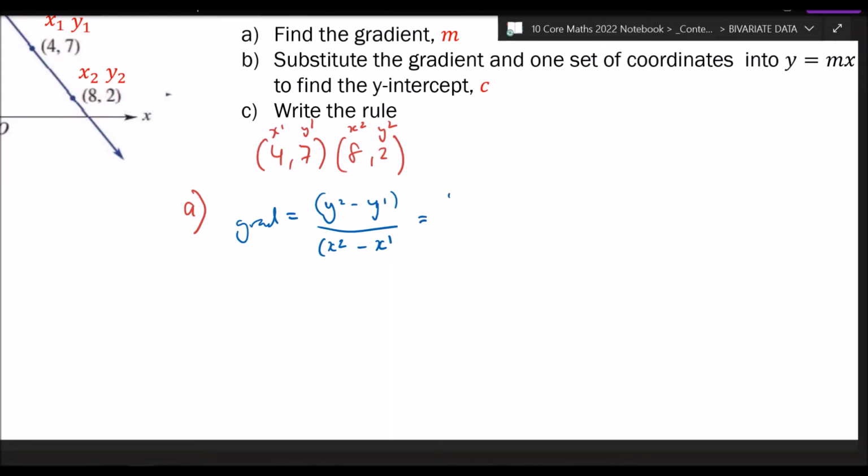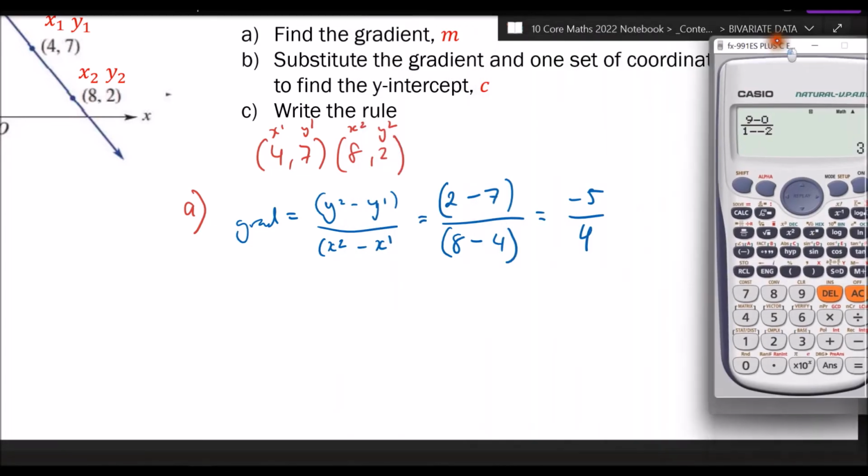So y2 is 2, y1 is 7, so 2 take away 7, divided by 8 take away 4. So this should be negative 5 over 4. You can double check on your calculator. Yeah, put it in there.